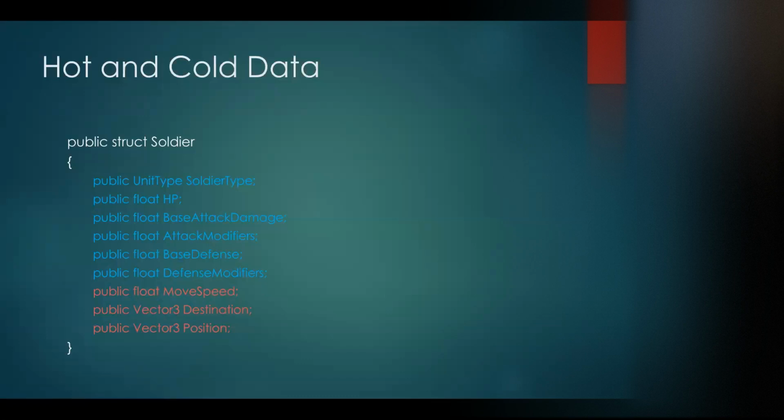If we go back to our soldier structure, we can identify 2 different kinds of data. Even though they're all in there together, we know that there's data that is hot, that we need to touch every frame, every time we're updating their positions. And there's data that's cool. There's data like how much life it has, what the base attack damage is, what the base defense is, what the soldier type is. This is stuff we don't care about when we're updating the soldier position. What we care about are where it's going, where it's standing right now, and how fast it can get there.